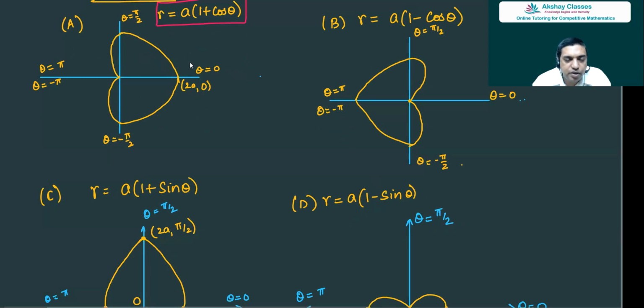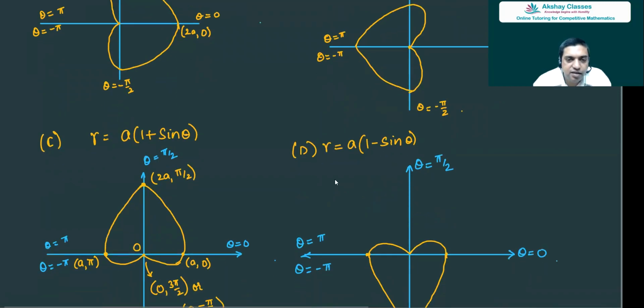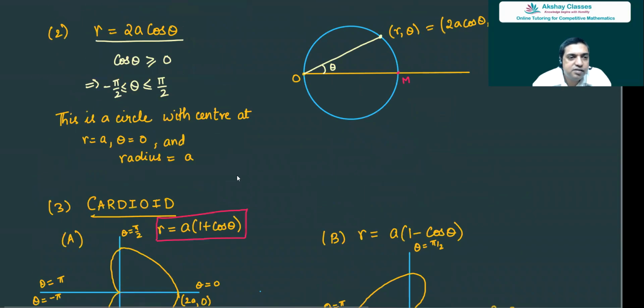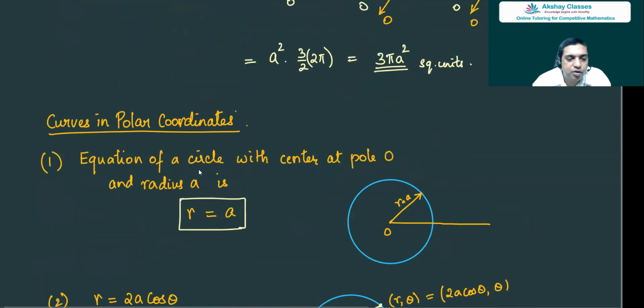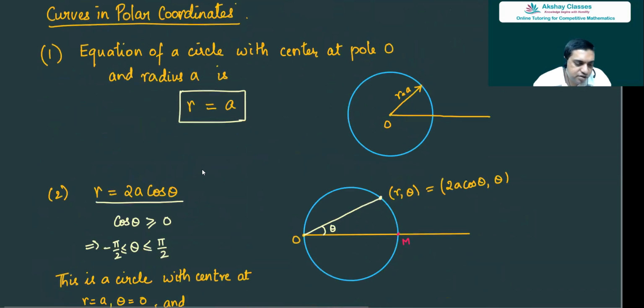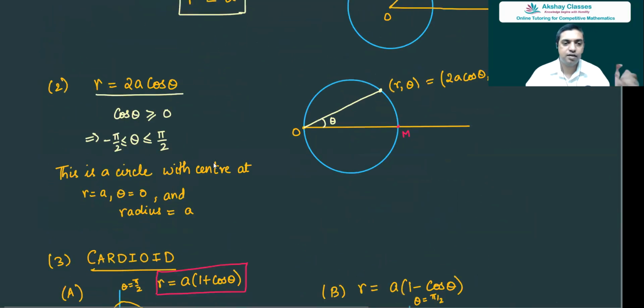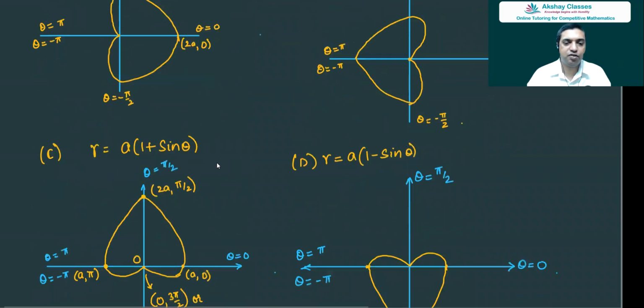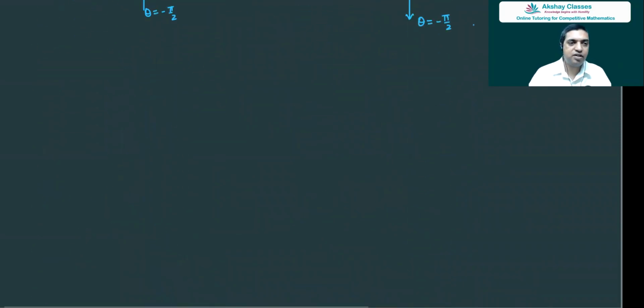So there are 4 cardioids. R is equal to A into 1 plus cos theta. R is equal to A into 1 minus cos theta. R is equal to A into 1 plus sine theta. R is equal to A into 1 minus sine theta. So 4 cardioids, 2 circles, R equal to A, R equal to 2A cos theta. Okay. Now questions on this. These are previous questions from GATE.